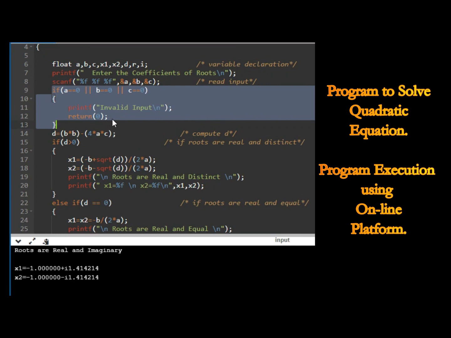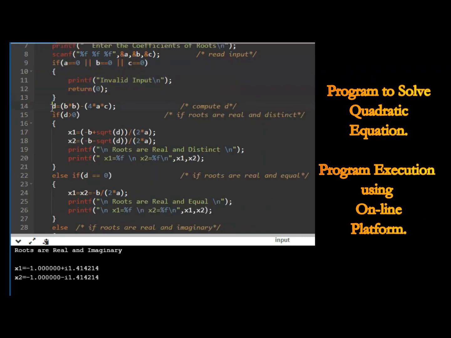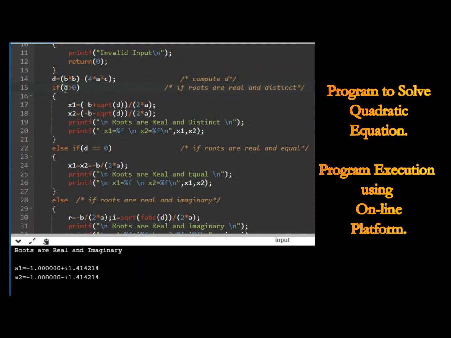I am verifying the values of a, b, c. If the value of a, b is equal to 0, then it will terminate by displaying invalid input. Then it will calculate the discriminant value, that is d is equal to b square minus 4ac. After finding the d value, we are verifying the first condition, d greater than 0. If d greater than 0, then roots are real and distinct. If the condition in line number 15 is false, it will skip the statements 17, 18, 19, 20 and move to line number 22.